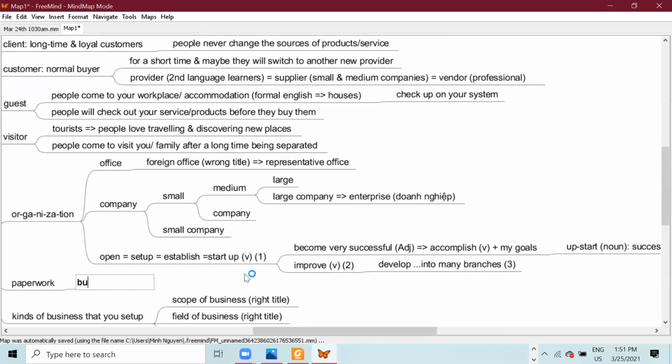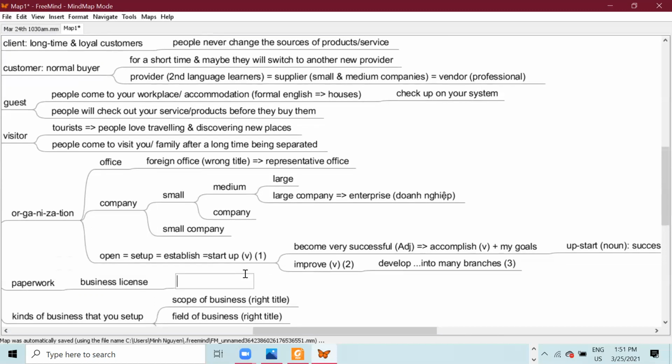And the paperwork that we need to have is called a business license. You need to have a business license for your shop or for the company. And I have lots of vocabulary for you to study first. You need to sign up for a business license for your chosen business field.